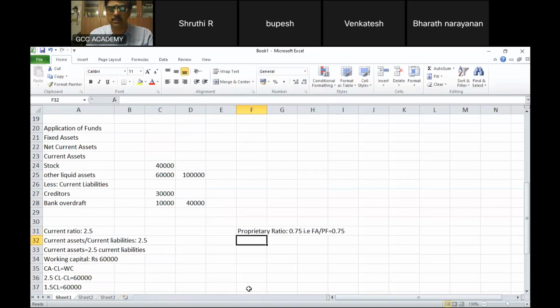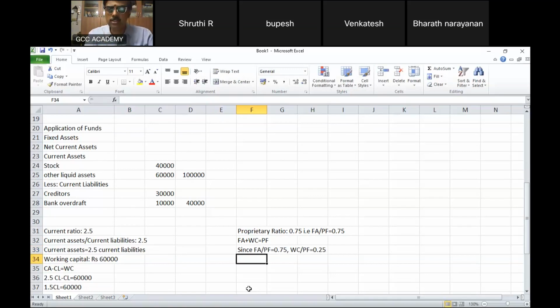Now, very important, there is a connection between proprietor's funds and working capital. Carefully, fixed assets plus working capital is equal to proprietary funds. Make a note. Fixed assets plus working capital is equal to proprietary fund. Since fixed assets by proprietary fund is equal to 0.75, working capital to proprietary fund is equal to 0.25.